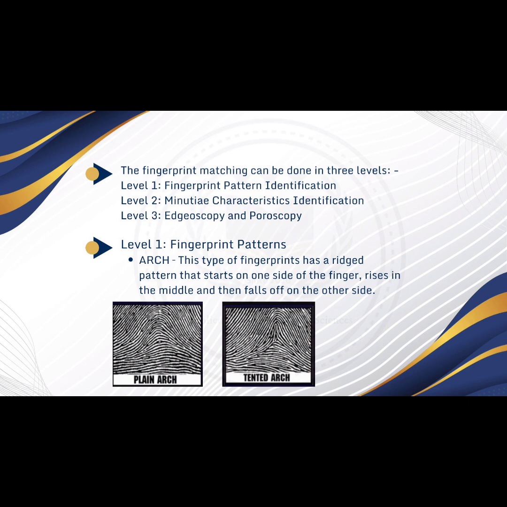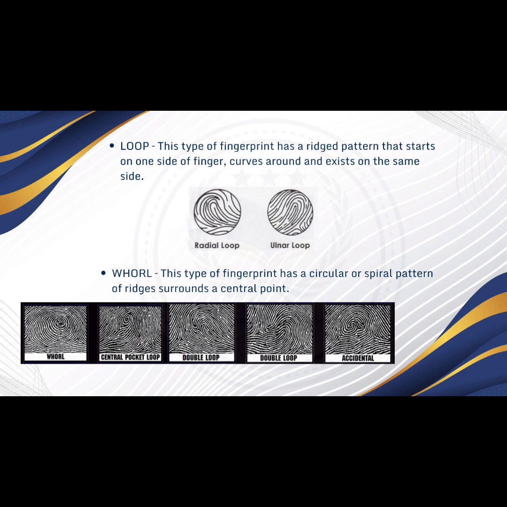First one is arch, which is rare, and it is a ridge that starts from one side of a finger, rises in the middle, and then falls on the other side. Then we have the loop pattern. It is also a ridge pattern that starts from one side of the finger and in the middle curves back towards the starting point, recurving itself but running parallel. This is the loop pattern, and it is further divided into ulnar loop and radial loop. So 2 different types of loop can be found.